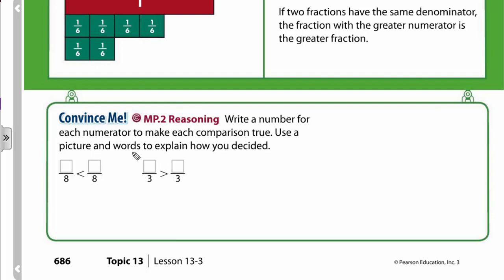Okay, so we need to make the comparison true. I want you to tell me how to make this one. Start with this one first. Excellent. So choose any two numbers and make the numbers less than 8. 4. Okay. 6. 4 and 6. Okay. So 4 eighths less than 6 eighths. So this is true now.